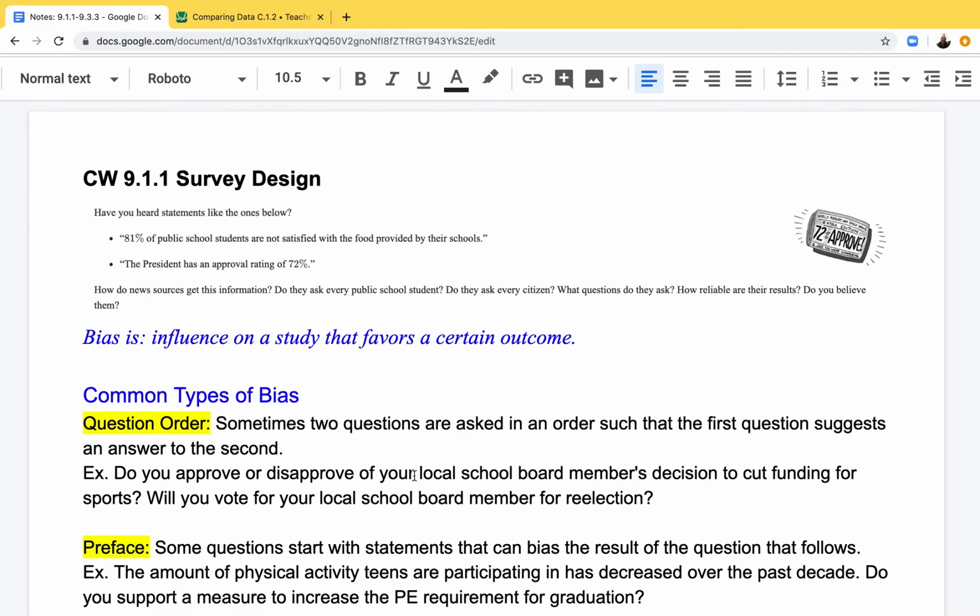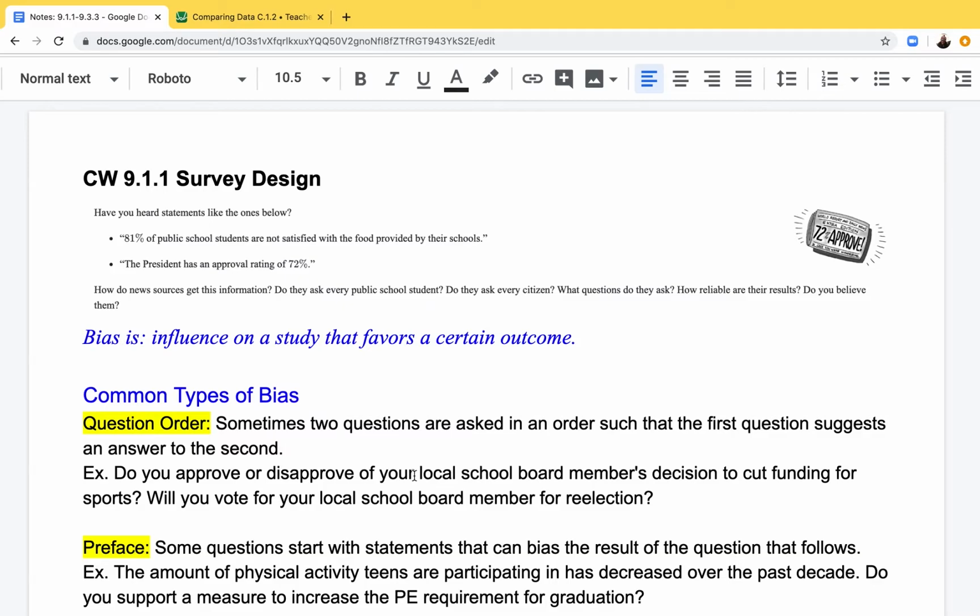What is the source? How many people did they ask? How did they go about asking their questions in their survey? And are these results reliable? So that's what we're going to be exploring in this first part of our unit on statistics, is really being a critical thinker about statistical information. So the first thing to do is to recognize bias.